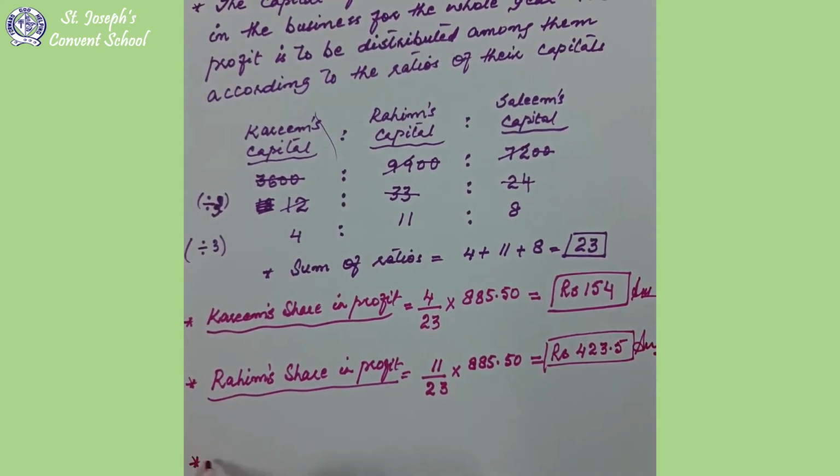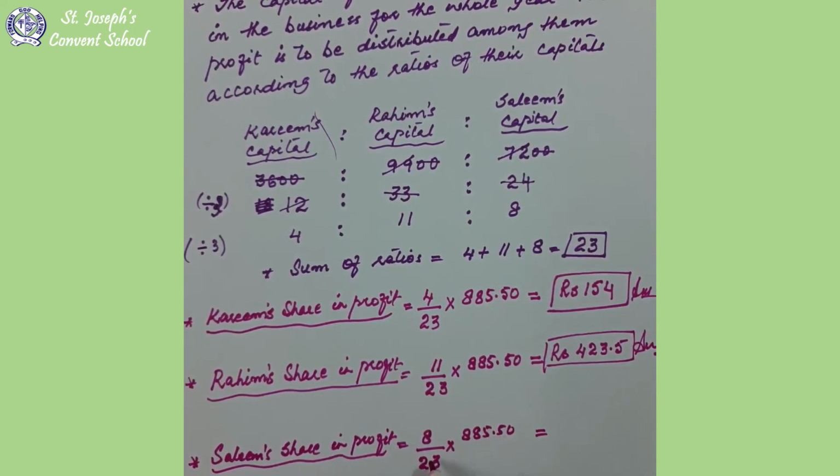Now the last person, third person, is Salim. Same way you'll calculate Salim's share in profit. Salim is 8 upon 23. 8 divided by 23 into profit 885.50. Use calculator: 8 multiplied by 885.5 divided by 23. So the answer will come rupees 308. So this is the third answer.